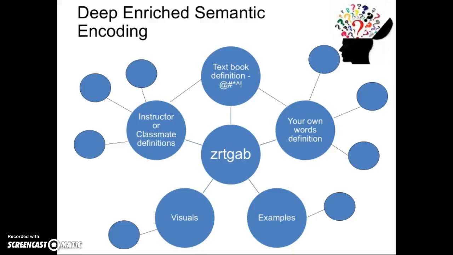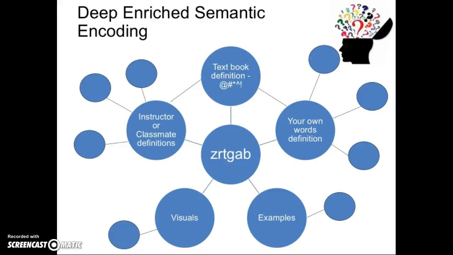So if you're finding that's happening, one of the things you're going to need to do is take that definition and find your own words to make sense of it. Find words that mean something to you. Try looking at how your instructor or your classmate has defined that term. And link that term to meaningful examples and pictures when possible. So as you can see, this is both a way to help explain and give meaning to what deep enriched semantic encoding is. It's an example of it, and it's a visual.